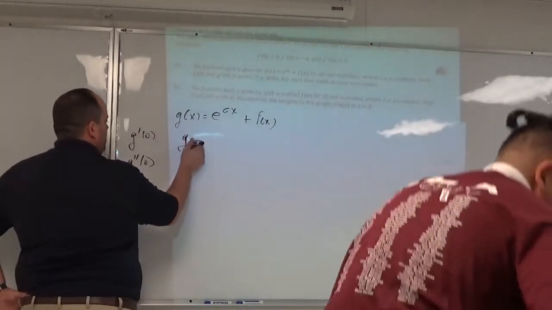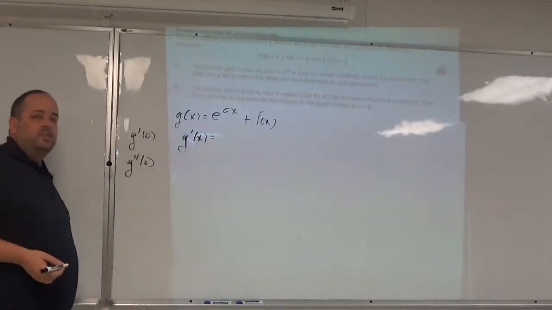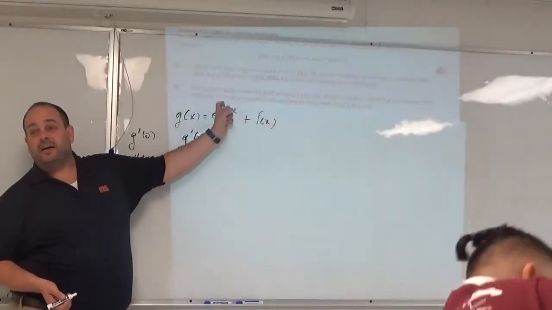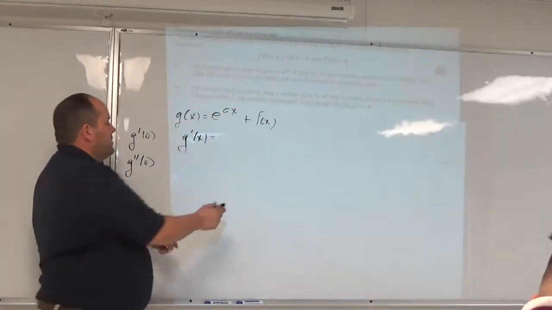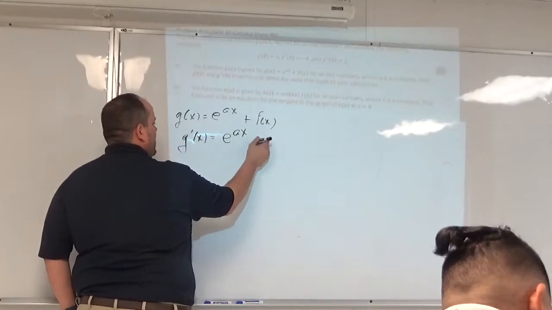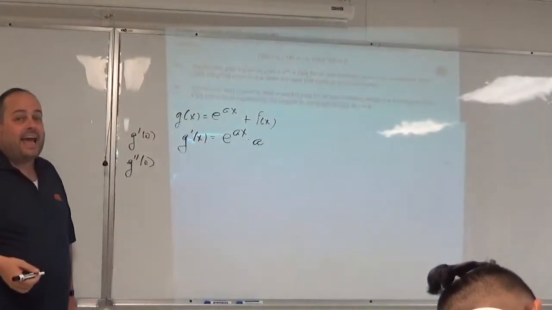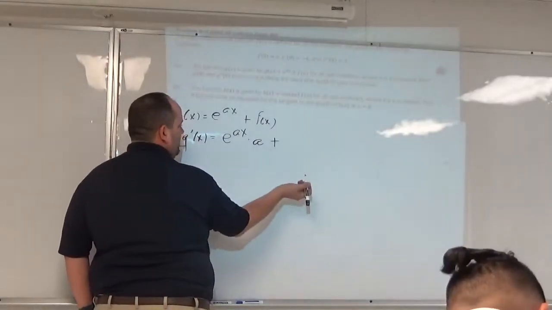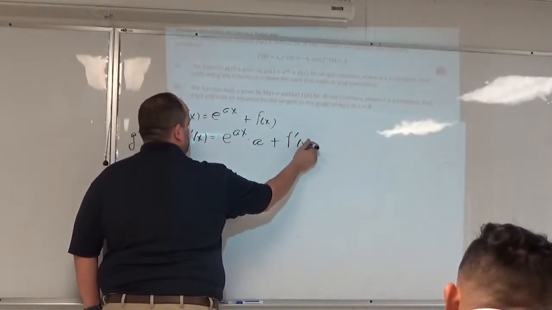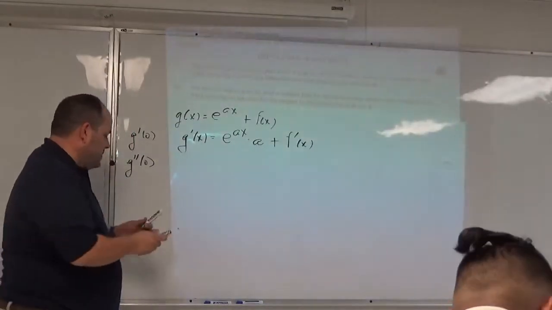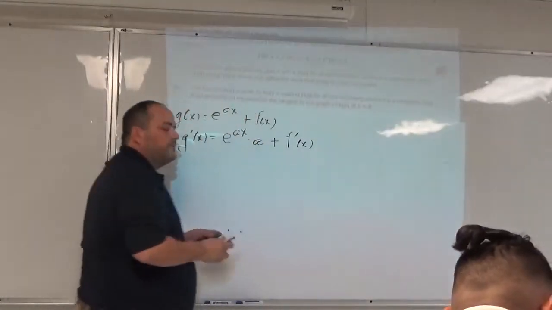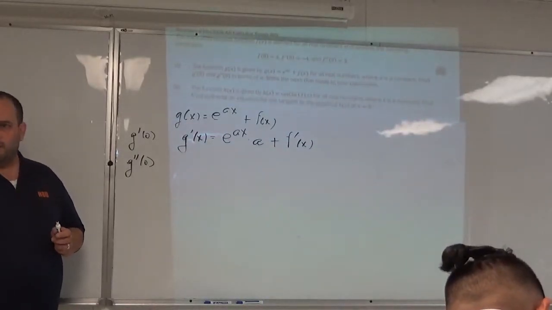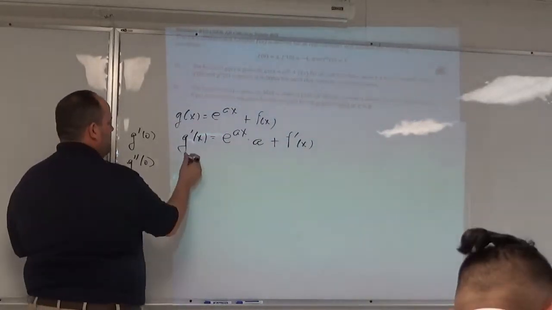If I'm going to find g prime of 0, first thing, I need g prime of x. Derivative of e to the power of ax. Chain rule. This is e to the ax times a. Plus, what's the derivative of f of x? Just f prime. If you get there, first point. How many guys would have picked up the first point? Okay, some people, not as many as I was hoping.